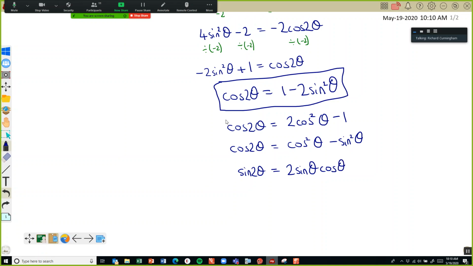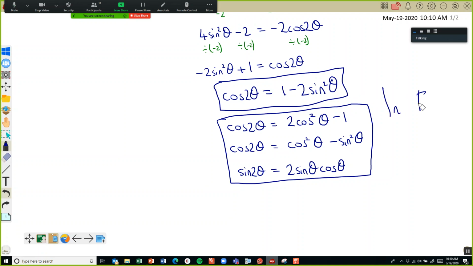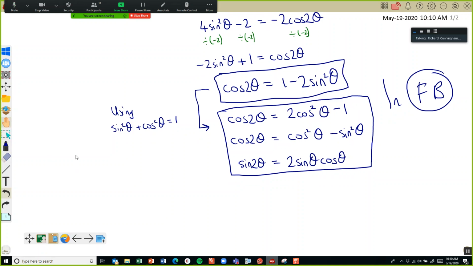And like I said, you don't need to remember these, but you must know how to use them for certain questions, okay? In formula booklets. And once you know this result, you can easily prove these ones by using the fact that sine squared theta plus cos squared theta is equal to 1. You just use some substitution and these results will come out. I recommend giving that a go.